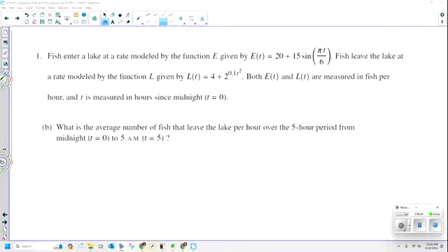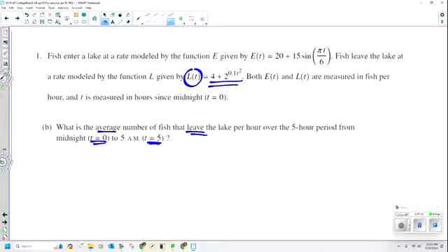1B asks, what is the average number of fish that leave the lake per hour over the 5-hour period from midnight to 5 a.m.? And again, look how generous they are. They actually give us the bounds, okay? So the average number of fish leaving. This is telling me I need to use L of t, which is this right here.